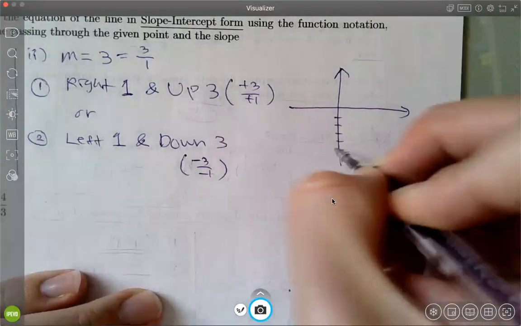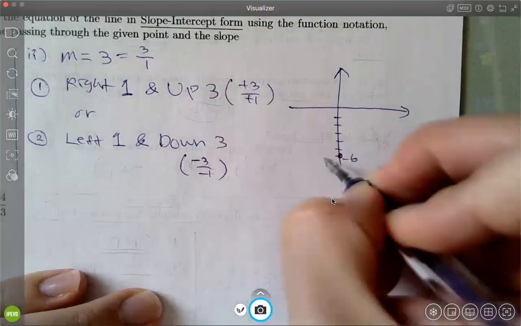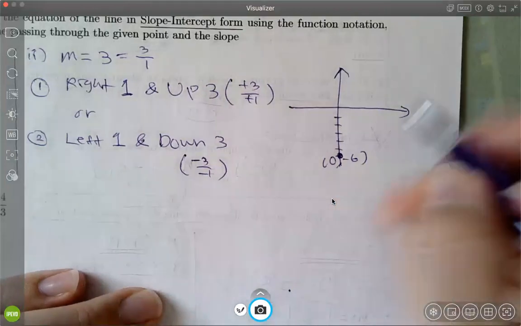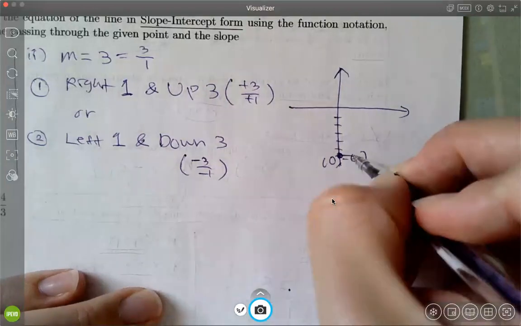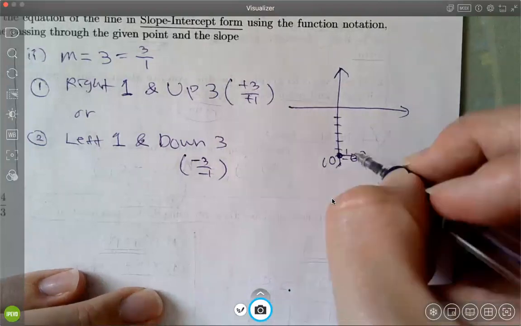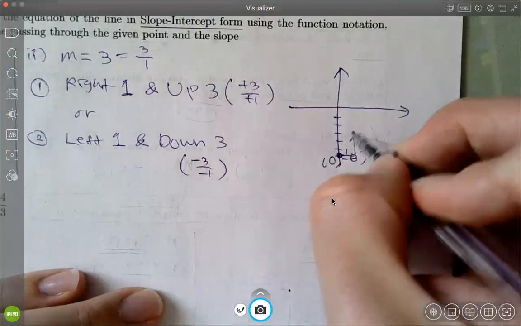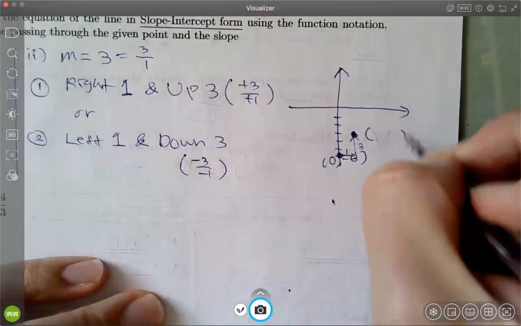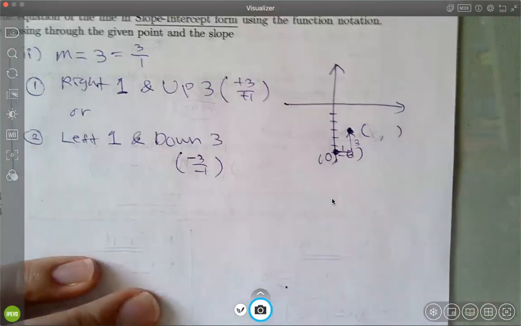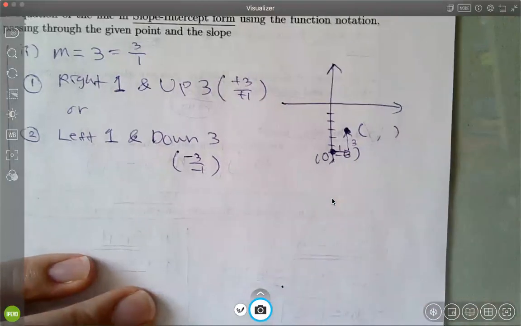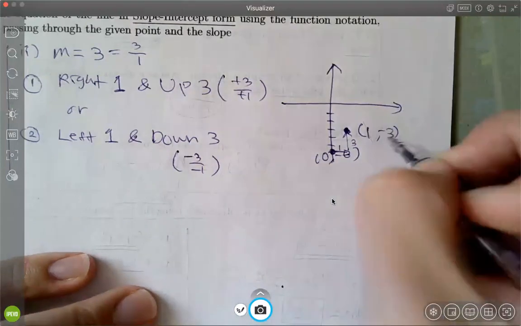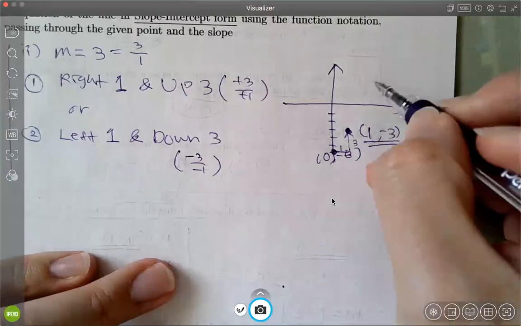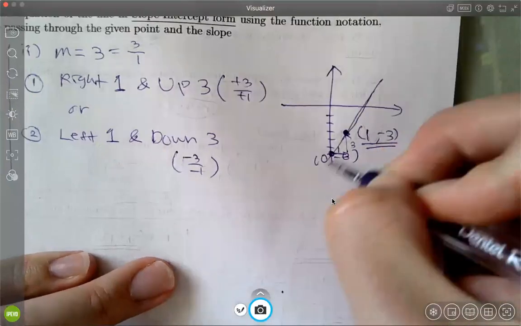Okay, so here is the 0, negative 6. Now you go right 1, and then you go up 3. Where is the final destination? What comma what? 1 comma negative 3, right? Yes. So that is the second point, and you can just connect these 2 points, and here's the graph.